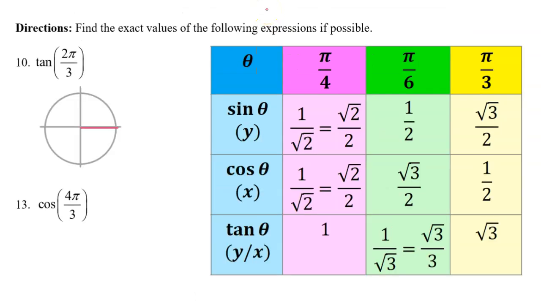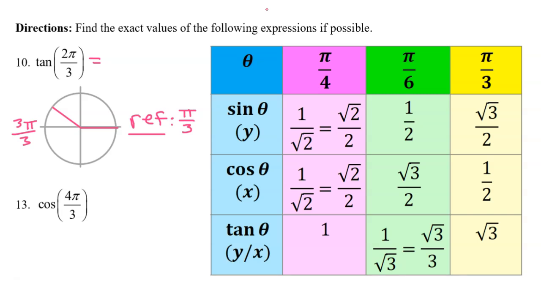Number 10. In what quadrant is 2 pi over 3? Pi is right here, and we can think of pi as 3 pi over 3. Therefore, 2 pi over 3 is pi over 3 less than 3 pi over 3. It's right here in the second quadrant. The reference angle is the angle between the terminal side and the x-axis. So in this case, the reference angle is pi over 3.